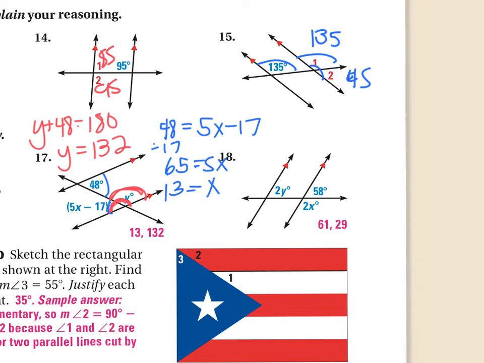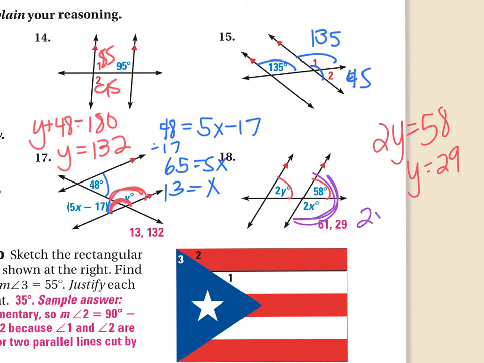And 18, 2y would equal 58. So y would be 29. 58 and 2x would be a linear pair, so they'd add up to 180. 2x would equal 122, and x would equal 61.